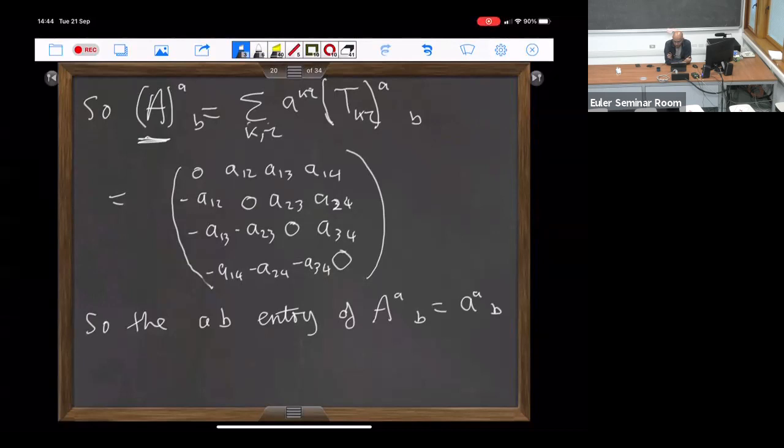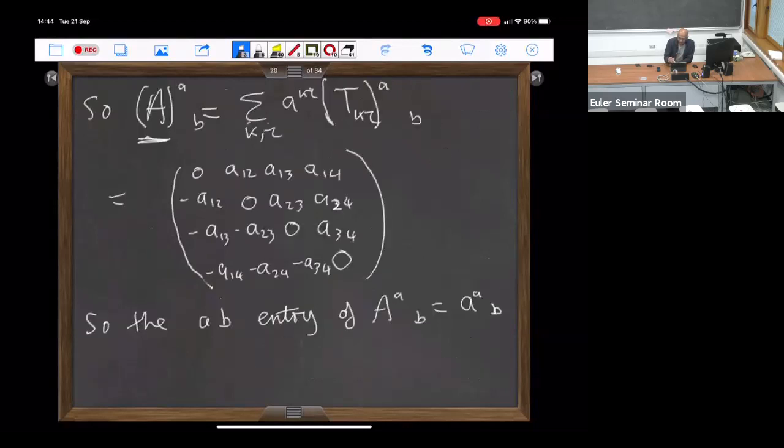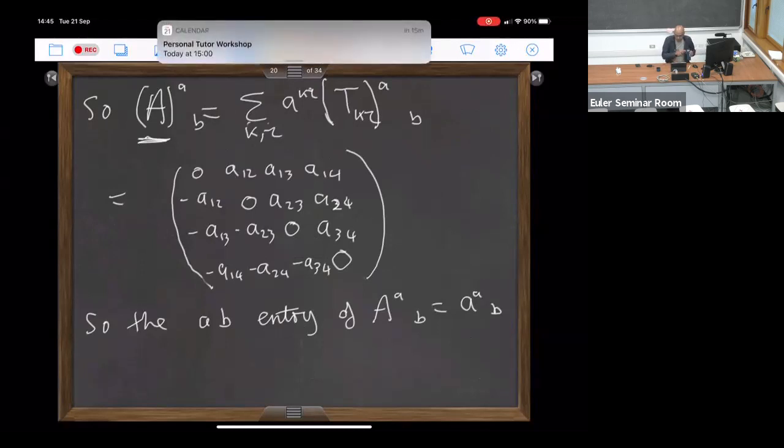Of course, for each of the T_kl, it's only the kl entries of the matrix which are non-zero. But I've called them a and b because I want to avoid confusion in the future. So this is what a general antisymmetric matrix looks like.